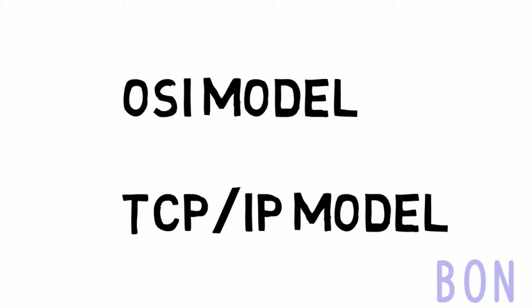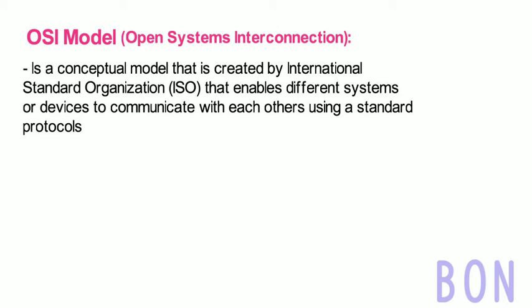In this video, we will talk about the OSI model and the TCP/IP model. The first one we will talk about is the OSI model, which is Open System Interconnection. It is a conceptual model created by the International Standards Organization, which is ISO, that enables different systems or devices to communicate with each other using standard protocols.